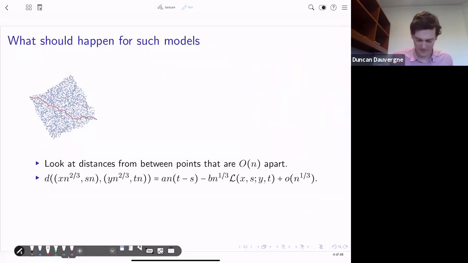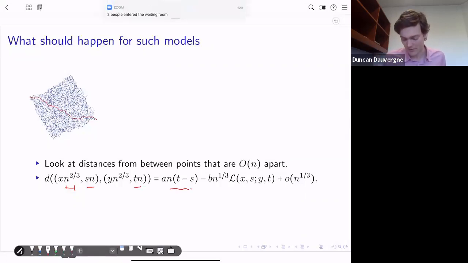Okay, so this is the picture. My second coordinate is representing the general distance between the points, and I have a strip of order n to the 2/3. And what you should see for these sorts of models is some sort of mean term. And then there's a fluctuation term of order n to the 1/3. And the fluctuation term is some random function L of x, s, y, t. So it should be a random limiting directed metric.